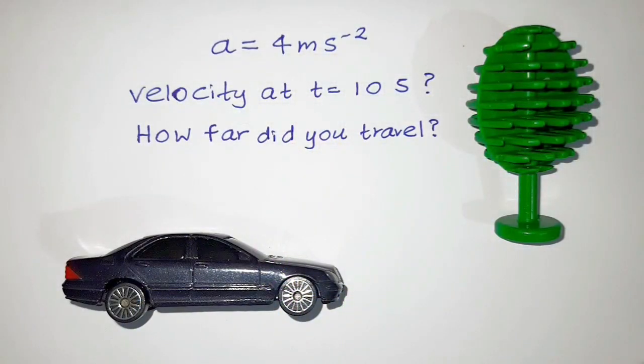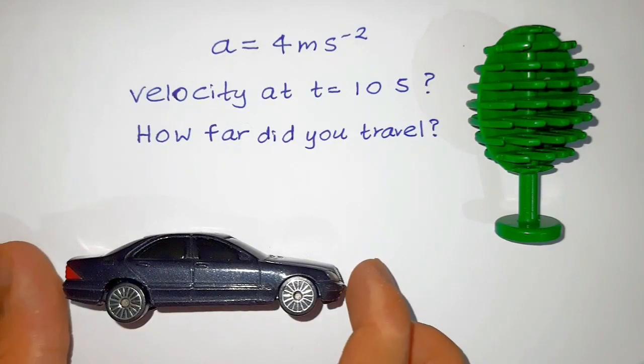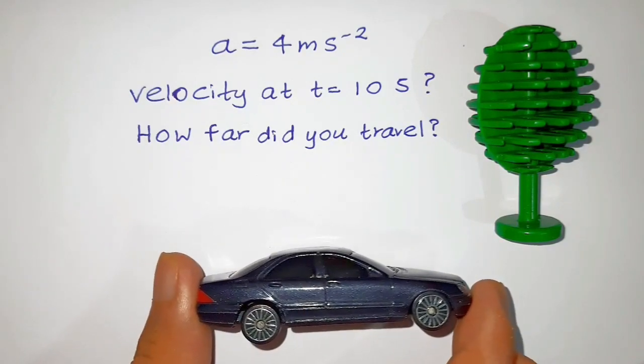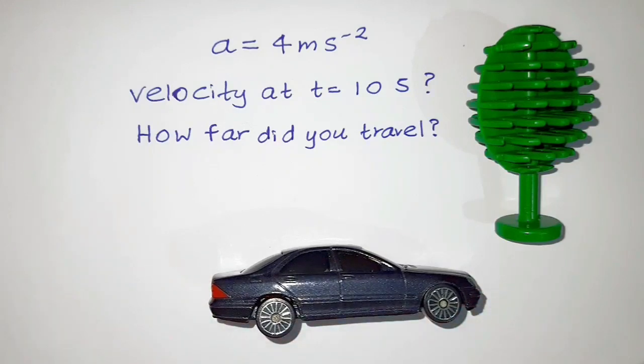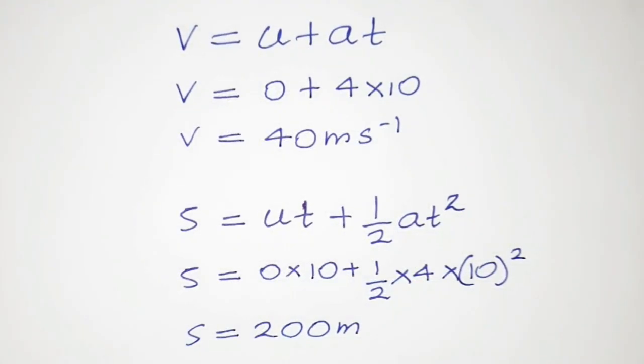Let's assume that you need to travel to your office from your home. You place your foot on the gas pedal and apply a constant acceleration of 4 meters per second squared in this direction. So what would be the velocity after time equals 10 seconds in your journey? And how far did you travel in that particular time of 10 seconds? We can use the equations of motion that we discussed before to find the solutions. So the final velocity is equal to the initial velocity plus the acceleration times the time.